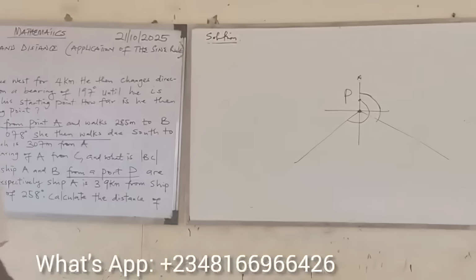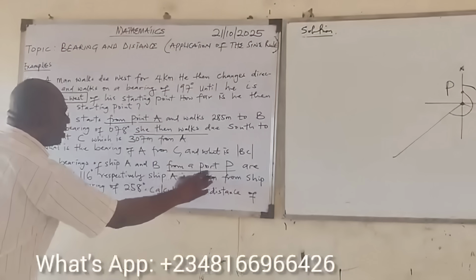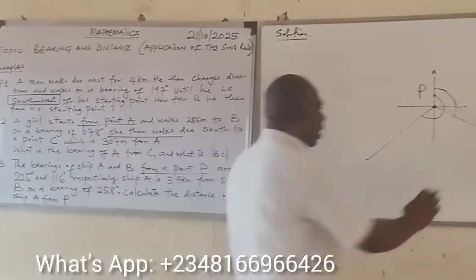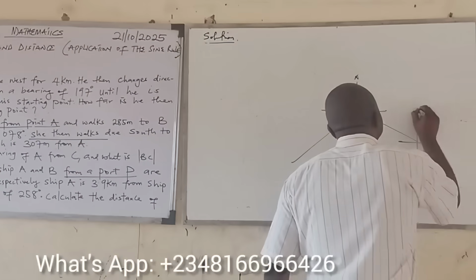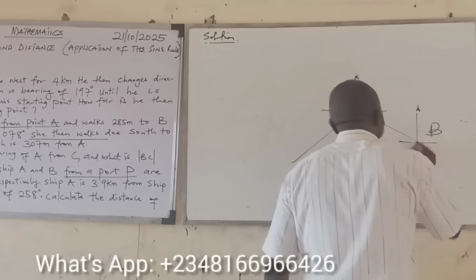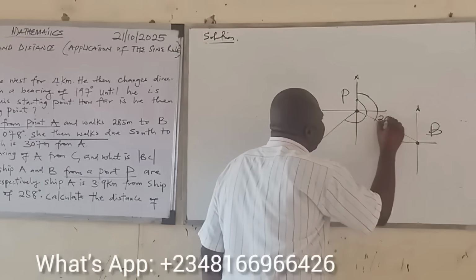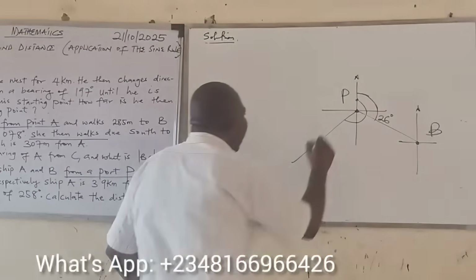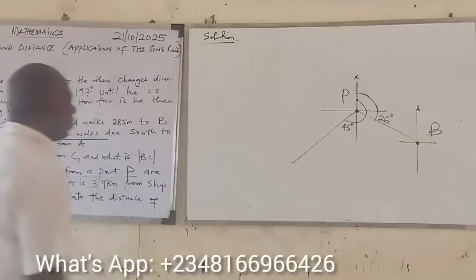Yes, that's our B. So here now, they went further. They said ship A is 3.9 kilometers from ship B. Remember this is our ship B now, so let's put it here like this. Now remember we added 26 to this, so let's put it there, 26 degrees. And here we added 45 to 180 to get 225.